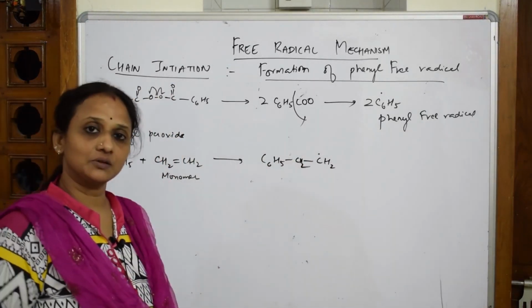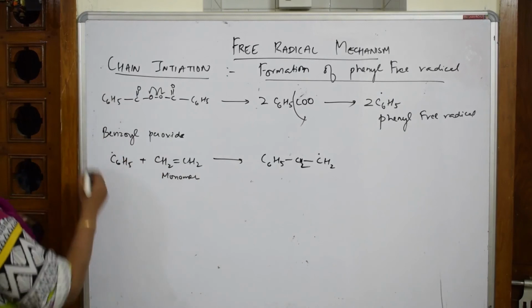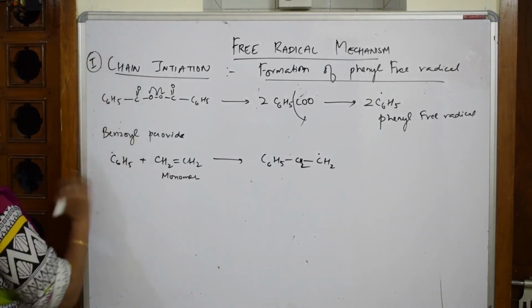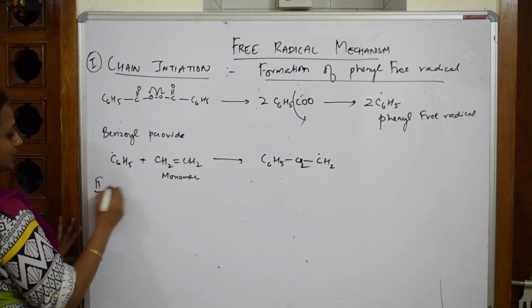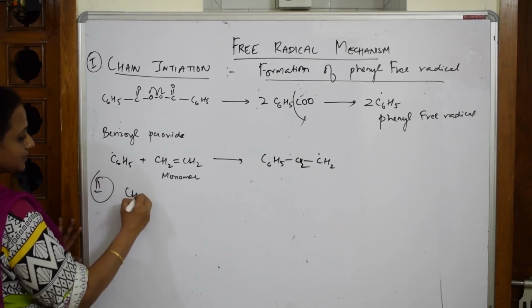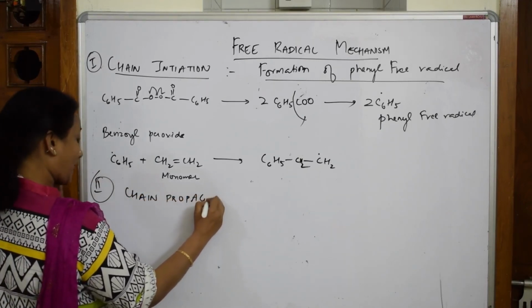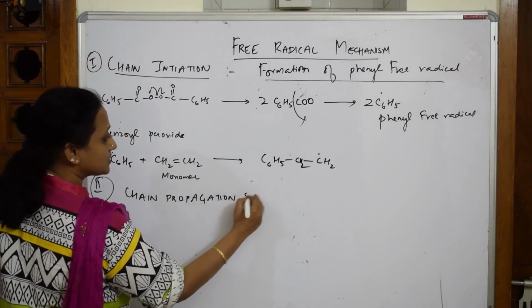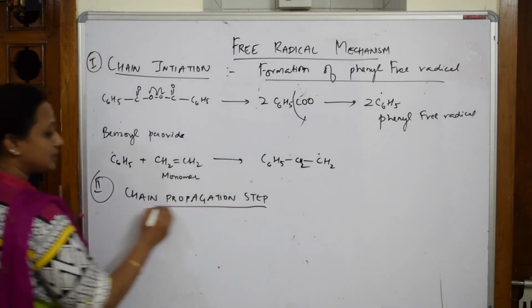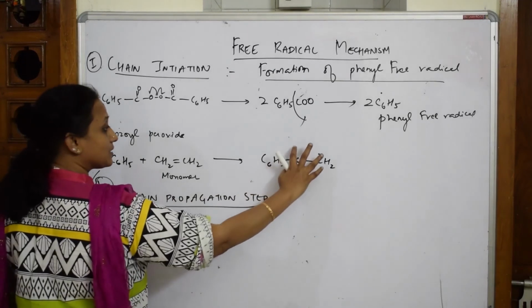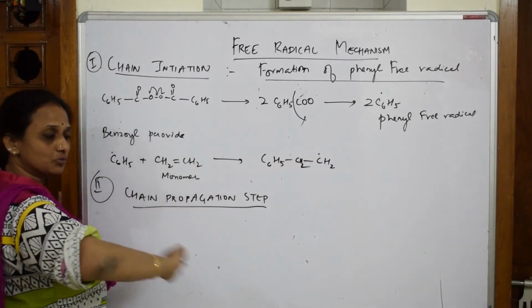This is propyl now. Done. Now we'll go back to the second step. Now chain has to propagate, isn't it? When I go back to the second step, that is the chain propagation step. Now observe carefully. In the chain propagation step, this further adds one more monomeric unit.